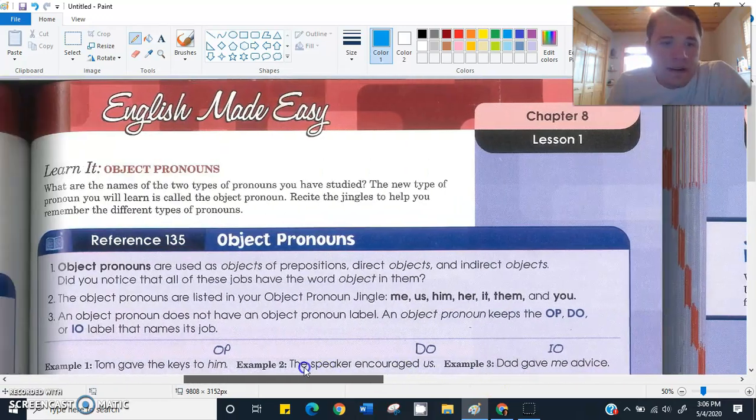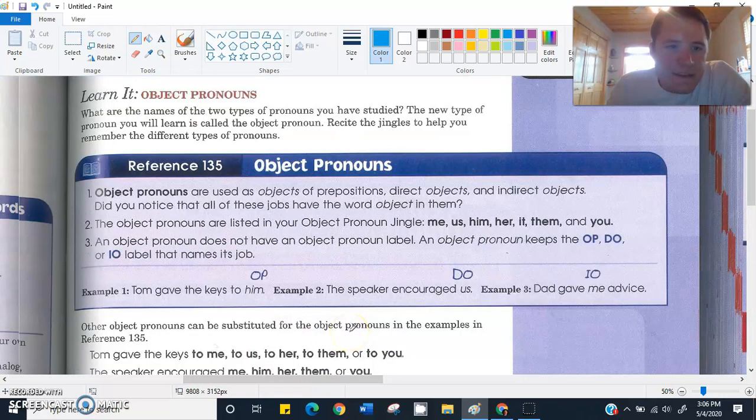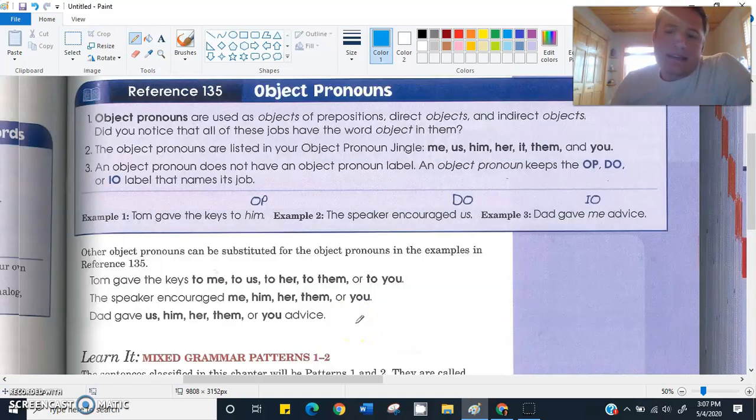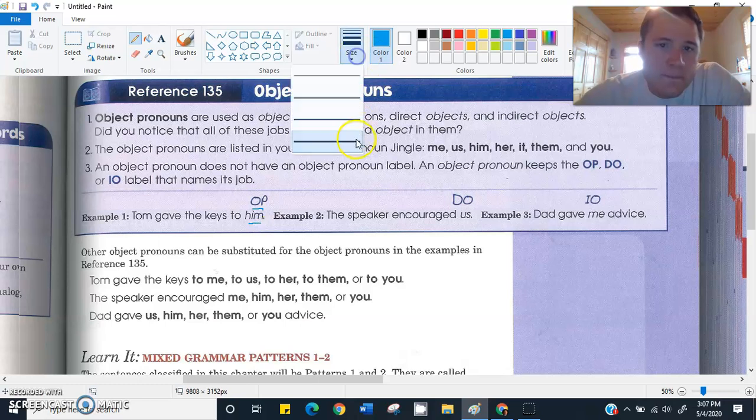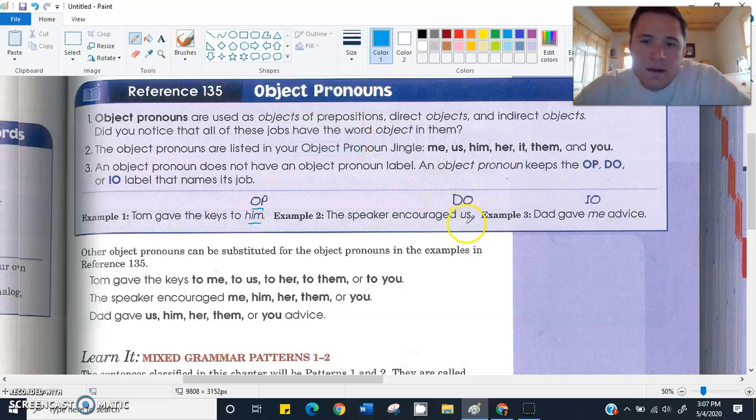They are talked about here in reference 135 at the top of the second page. The object pronoun can be used as direct objects and indirect objects, like I mentioned. And then we don't want to forget about objects of the preposition. That's also where we'll see things like him, us, me. Here is a direct object. This one's an indirect object. Indirect objects are someone who's receiving the direct object.